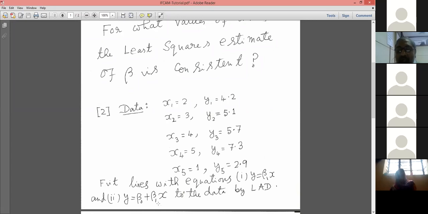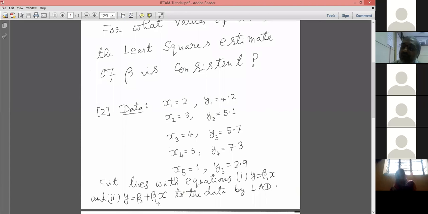So you'll get a beta naught and a beta 1. That may not be the right beta naught or beta 1. So take a pair of points, calculate your beta naught and beta 1, and then for each such line, you calculate the sum of absolute deviation. Do you get my point? So you have to calculate the sum of absolute deviations for each of those 10 elemental lines, and then find out for which elemental line you are getting the smallest value for the sum of absolute deviation.